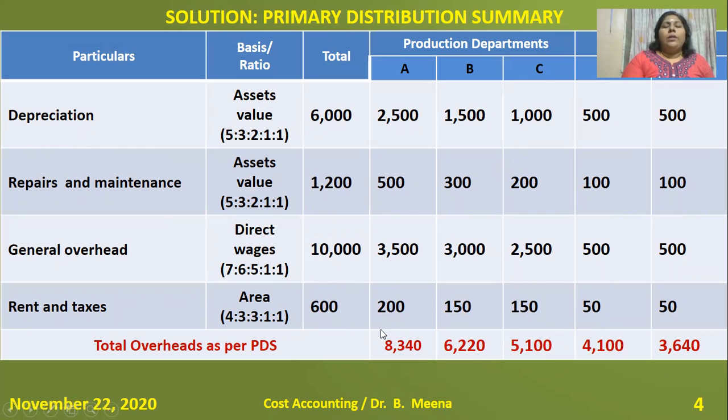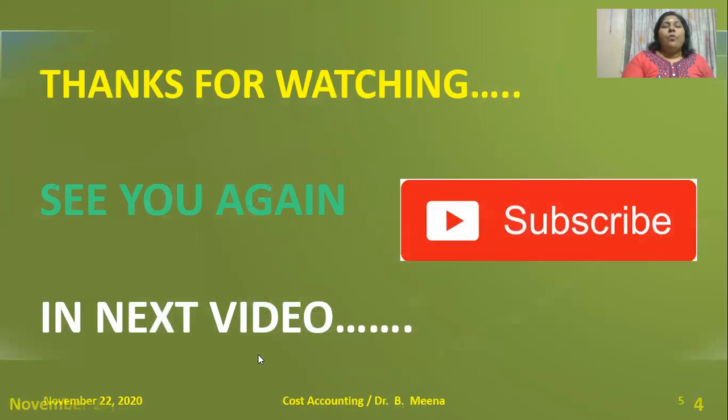Once I complete all the expenses distributed among the production and service departments on a suitable basis, then I'll put the total for production departments and service departments. That is the total overheads as per PDS. So whoever has viewed my videos on how to prepare the primary distribution summary, by watching all the 5 videos, you will come to an understanding of how to prepare the primary distribution summary.